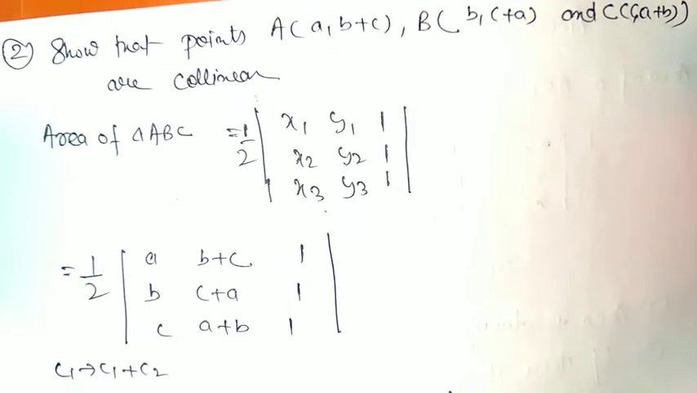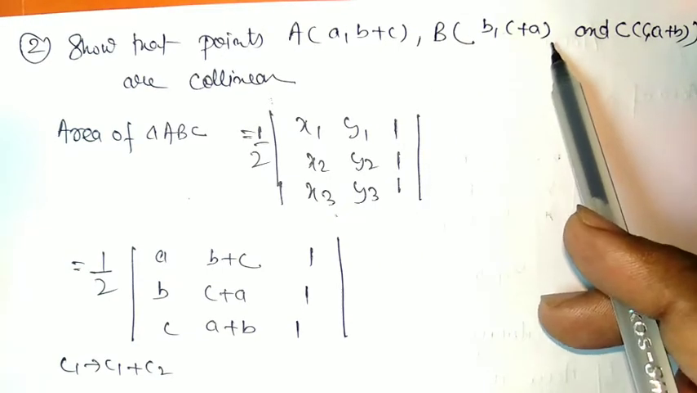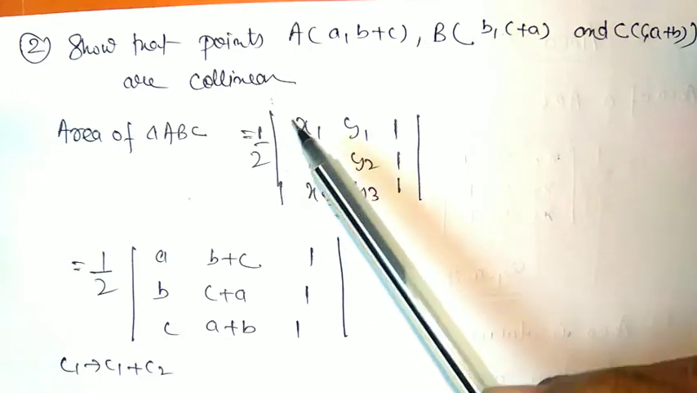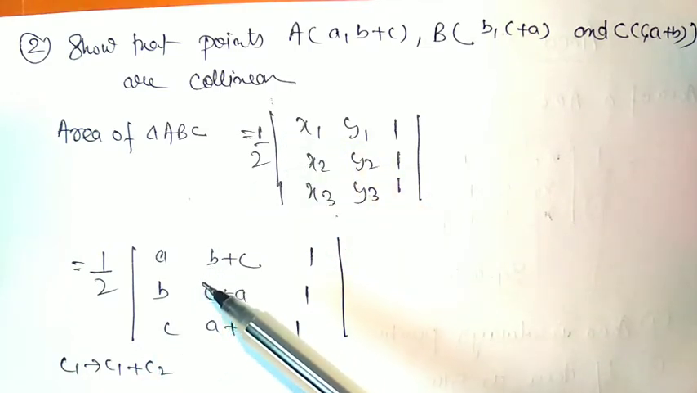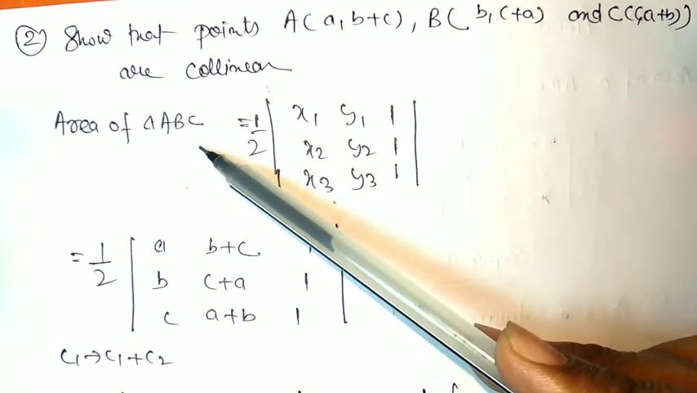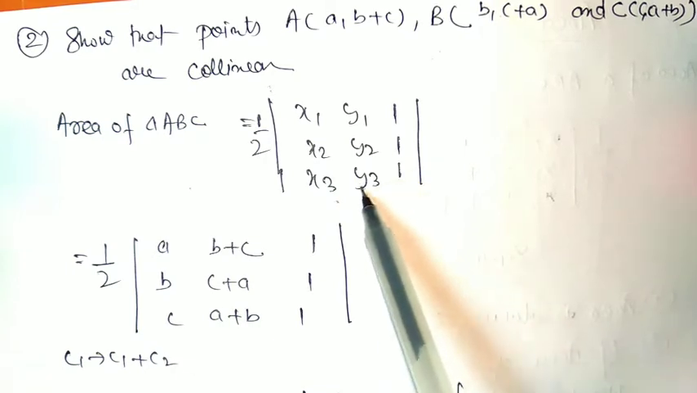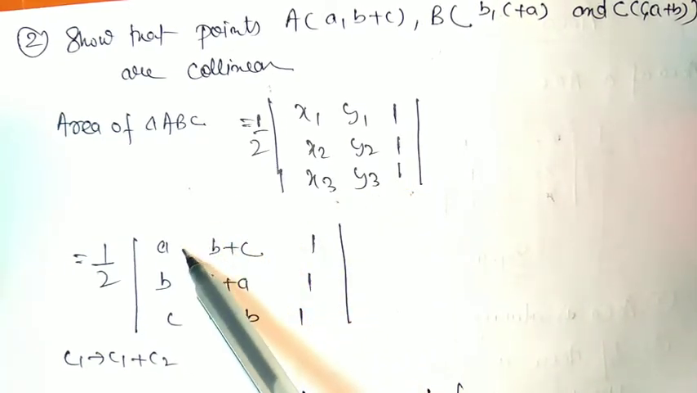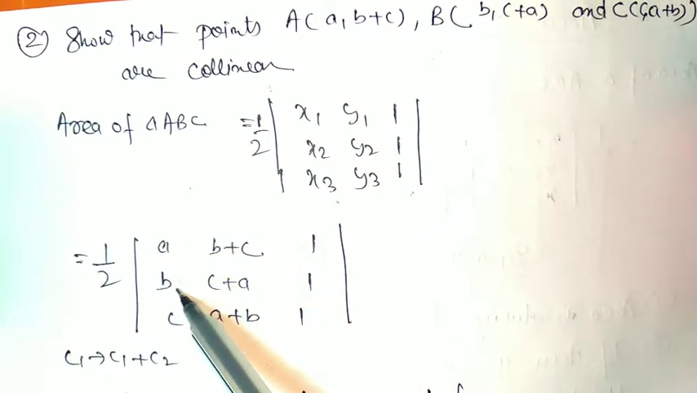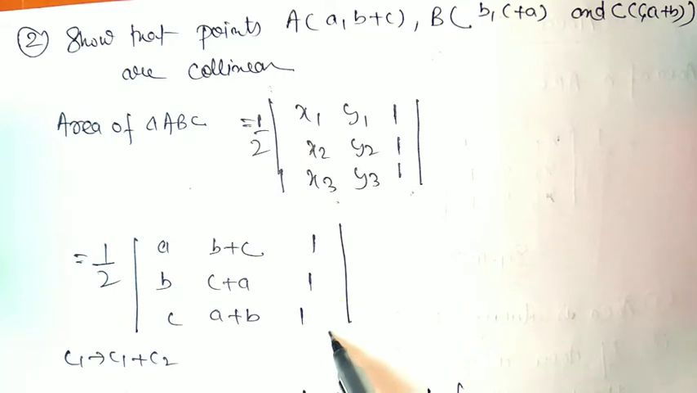Now the second question is: show that the points A is (a, b+c), B is (b, c+a) and C is (c, a+b) are collinear. Now we are using the formula of triangle ABC, half the determinant of x1 y1 1, x2 y2 1, x3 y3 1. Now in the first column we have a, b, c as x1, x2, x3. In the second column we have y1, y2, y3: b+c, c+a, a+b, and the third column is 1.